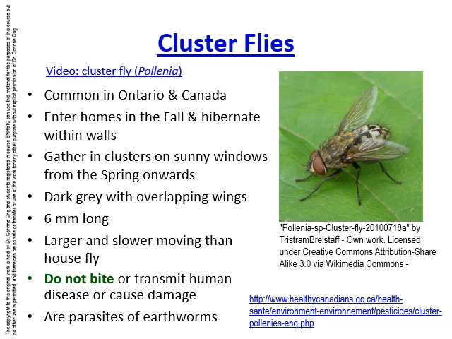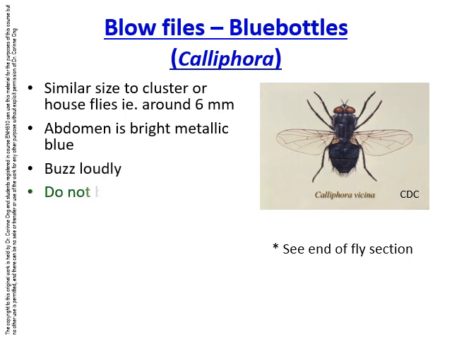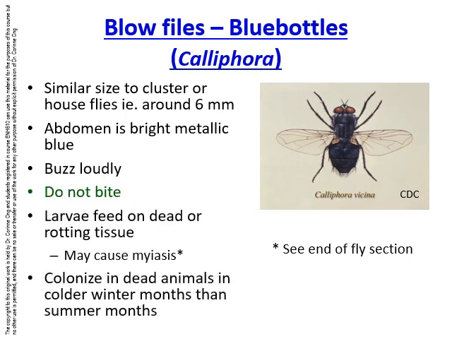so that's the only animal that they threaten. The next group of non-biting flies are blowflies, sometimes called bluebottles, because their abdomens have a bright blue sheen on them. They are the same size as cluster or houseflies, perhaps a little bit larger. They do buzz very loudly, so they might attract your attention. They don't bite, but they have larvae or maggots that feed on rotting tissue, and this may cause a condition called myiasis, which I'll talk about on the next slide. In the colder winter months, they may colonize the carcasses of dead animals, so from a hygiene perspective, you don't want these flies landing on your food.